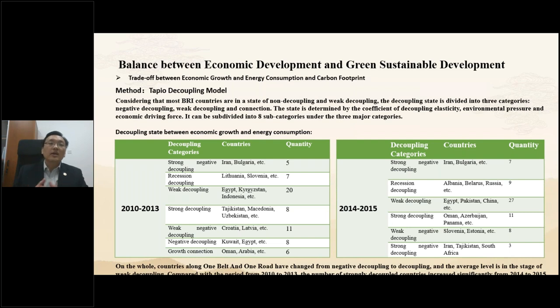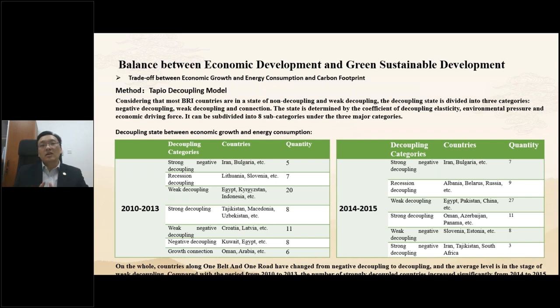We use the Tapio decoupling method to analyze this, and we consider that most BRI countries are in the stage of non-decoupling and weak decoupling. And decoupling is divided into three categories. The so-called decoupling means, if it's non-decoupling, that if a country has faster economic growth, it has faster energy consumption. So this is a parallel development.